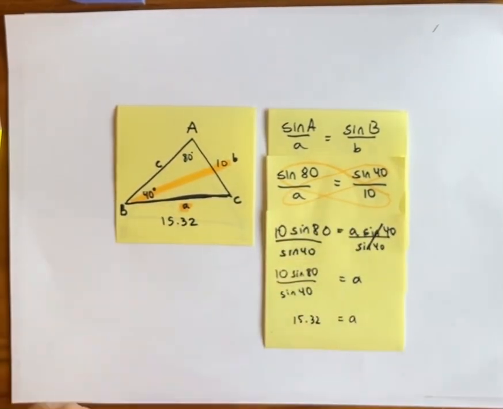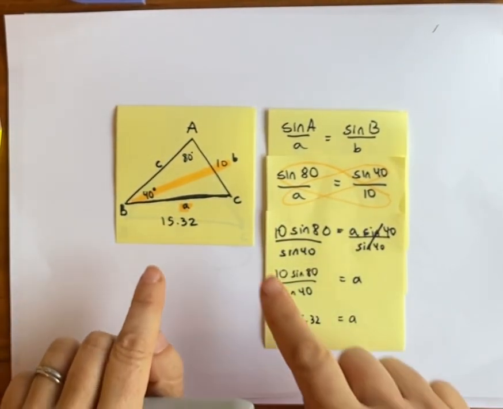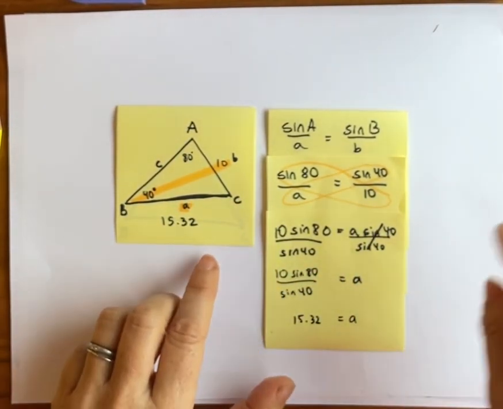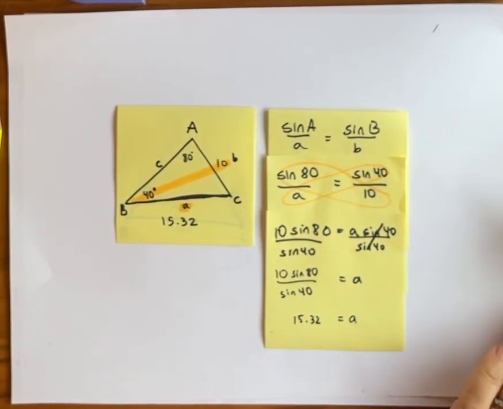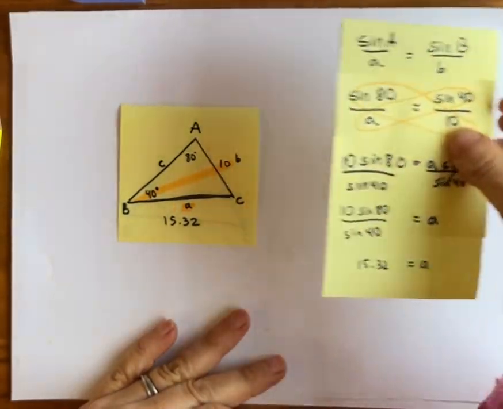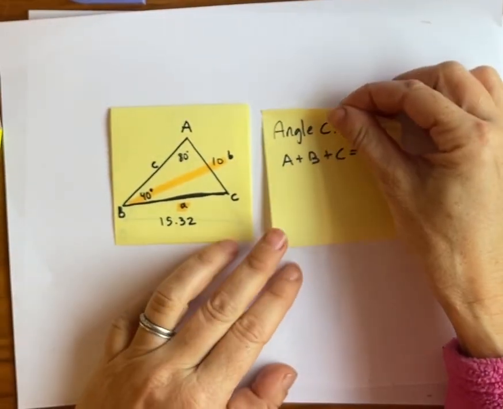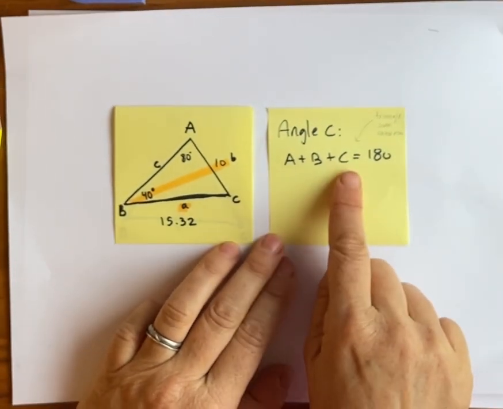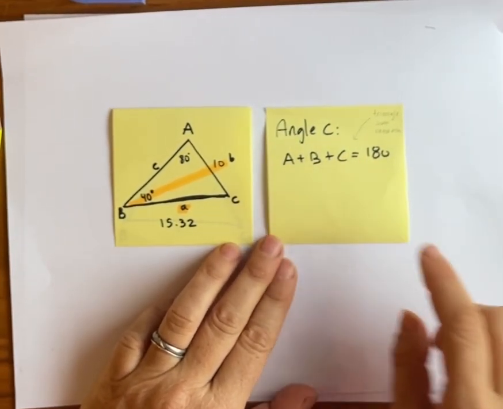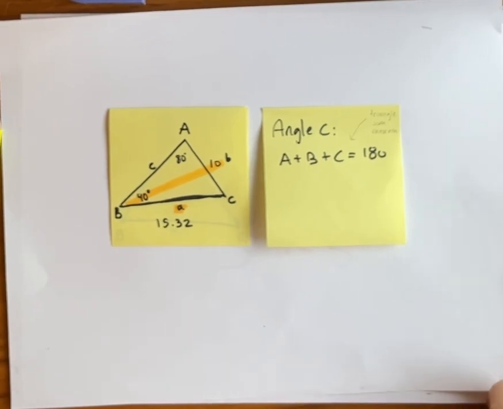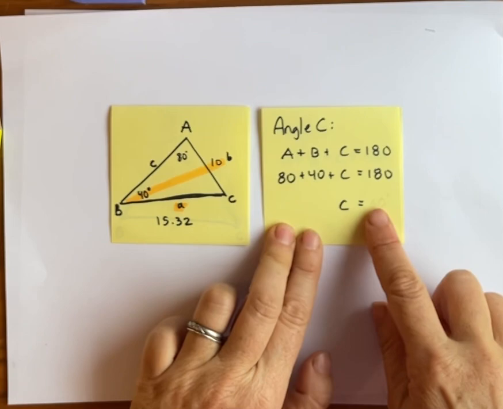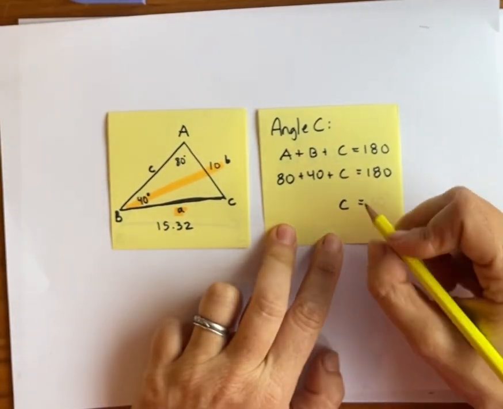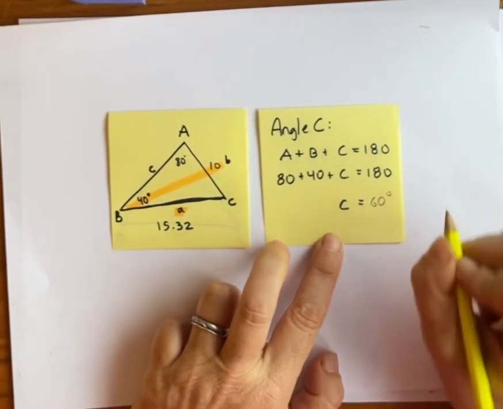So I now have that side. What I don't have now is little c. The problem with c is I don't have either piece of information, right? But I could find one of them pretty quickly. If you remember the triangle sum theorem, angle A plus angle B plus angle C all equal 180. So I can just go right ahead and solve and figure out what that is. And if I do that, I find out that C is 60 degrees.